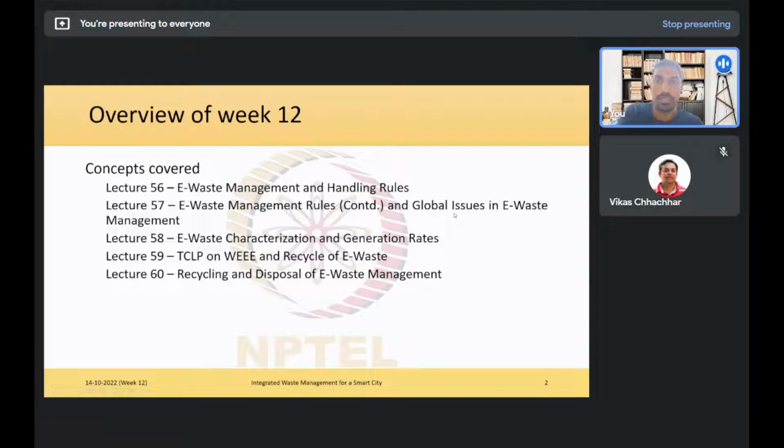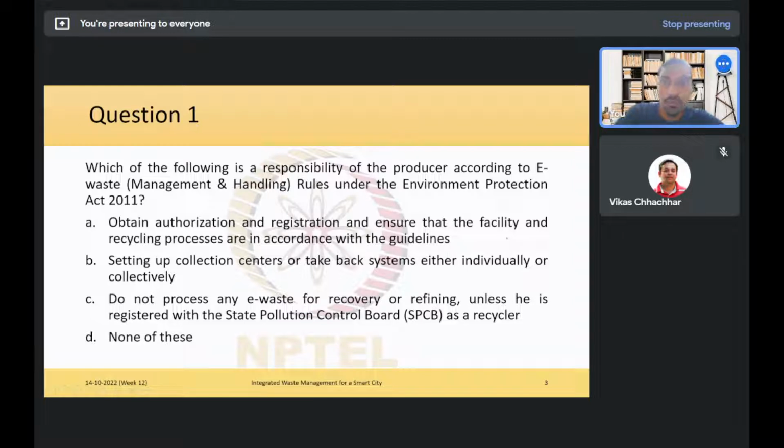With respect to these concepts, we look at some questions. The first question is: which of the following is the responsibility of the producer according to the e-waste management rules under the Environmental Protection Act of 2011? Option A is to obtain authorization and registration and ensure that the facility and recycling processes are in accordance with the guidelines. Option B is setting up collection centers or take back systems, either individually or collectively. Option C is do not process any e-waste for recovery or refining unless registered with the State Pollution Control Board as a recycler. Option D is none of these.